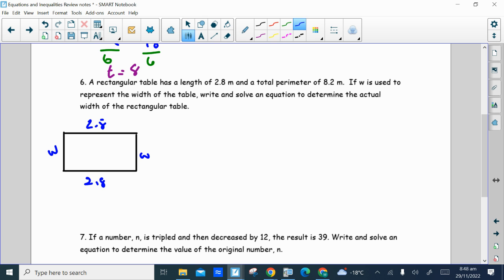So the perimeter is the distance around. You add up all the sides. So you'll have 2 W's plus 2 lengths, but we're told the length is 2.8 meters. That would give us the total perimeter of 8.2 meters. So there's our equation that we want to solve.